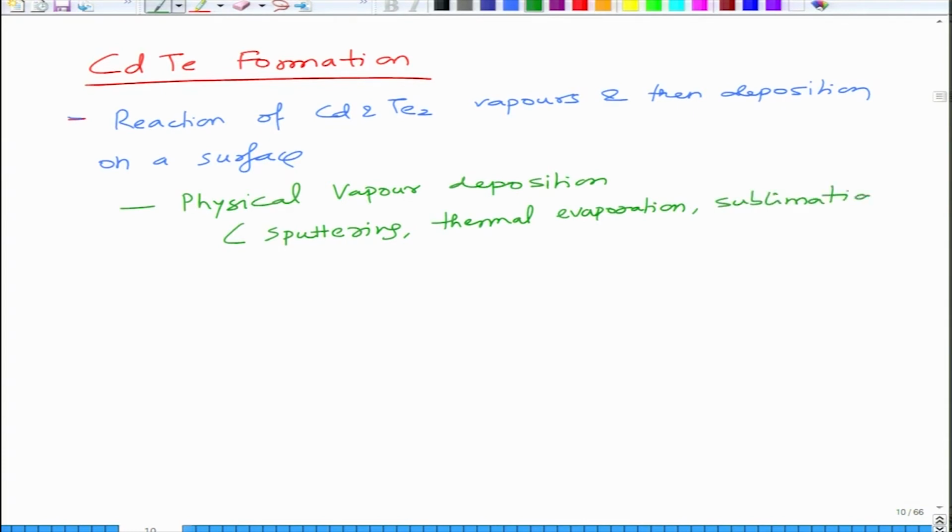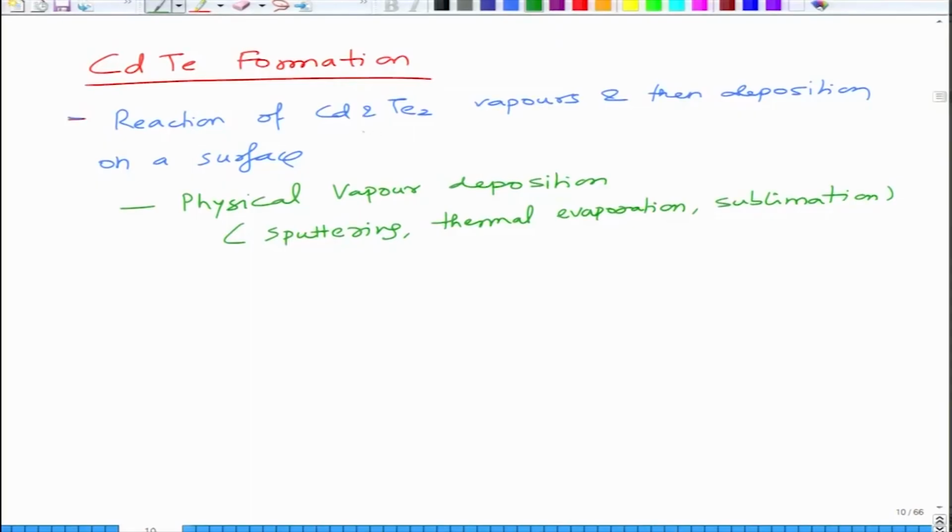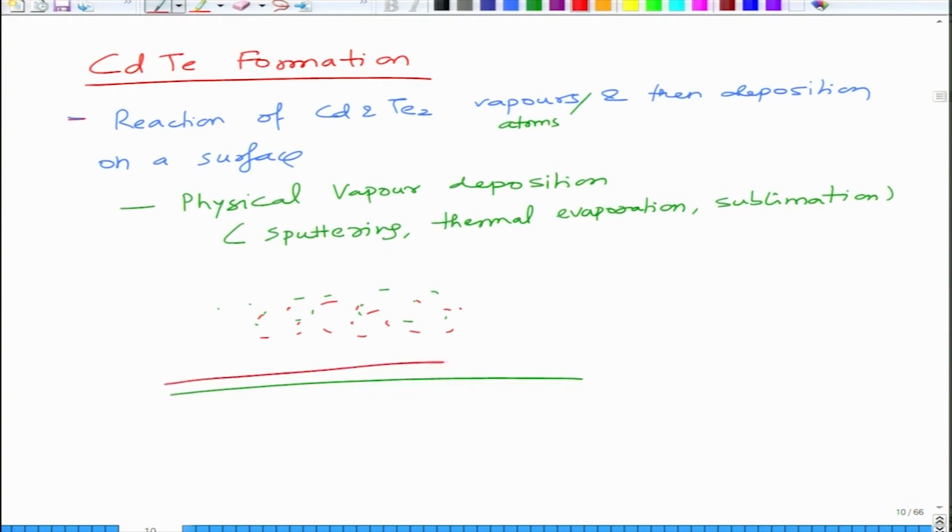All these are physical vapor deposition processes, in which you physically take the atoms of cadmium and tellurium together, either in the atomic form, in the plasma form or in the vapor form, make them react at high temperature and then let them deposit on a heated substrate. So this is reaction of Cd and Te vapors, or atoms, or in the plasma form, and then deposition. Essentially you have a substrate and you have the Cd and the Te2, and they react together, condense here and form a layer of CdTe with the reaction Cd plus half Te2 giving you CdTe. It is also possible to make this layer by galvanic reduction.